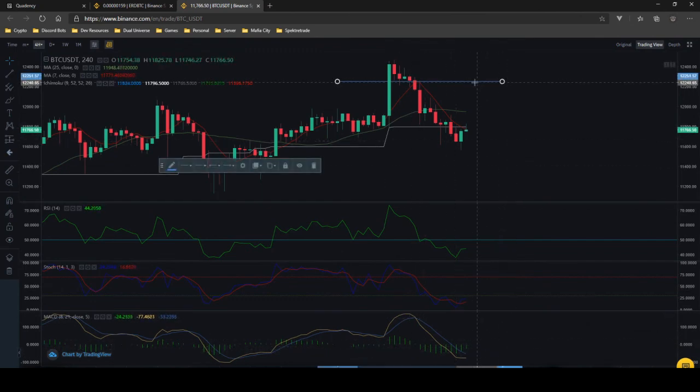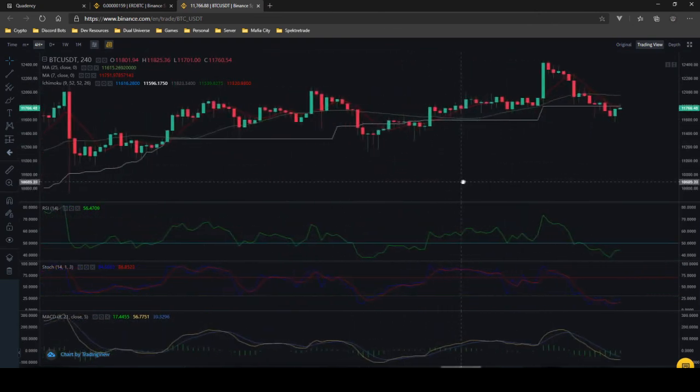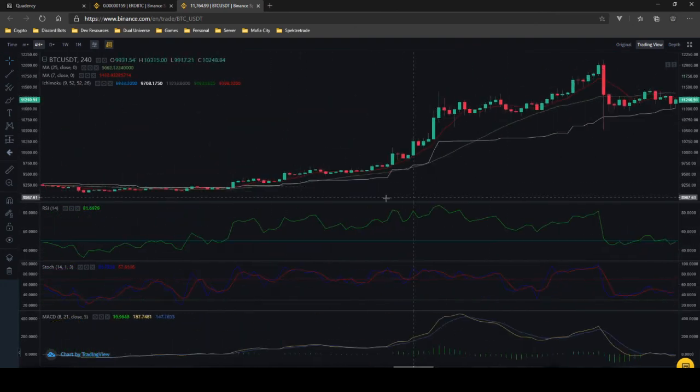So yeah, I hope I've sort of explained that a bit easier for you guys if you don't quite know how to use these indicators. This is how I use them. They might not be the correct way, I don't know. But yeah, different ways to see how it confirms.